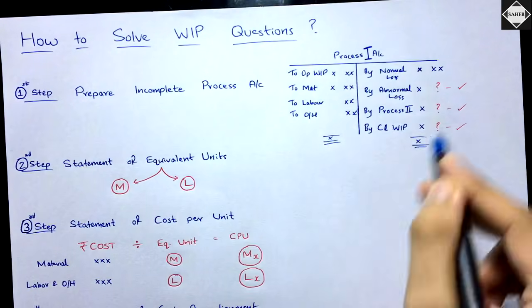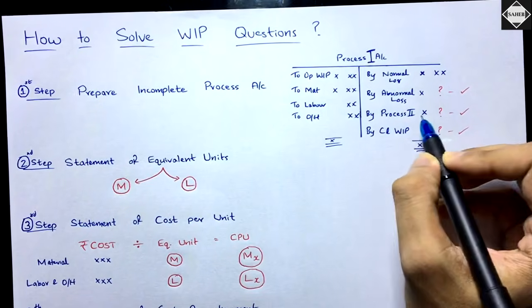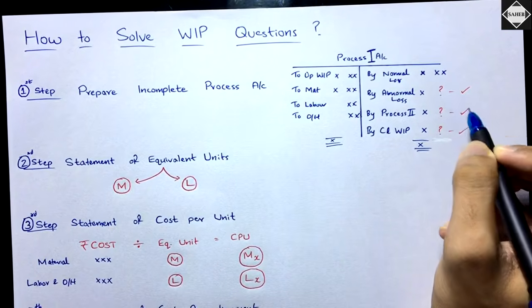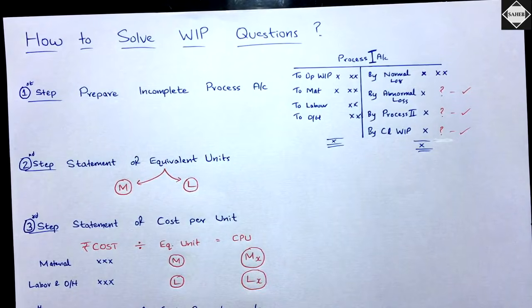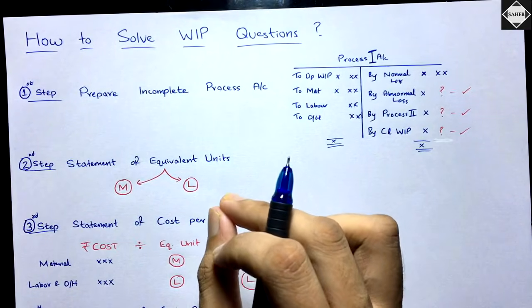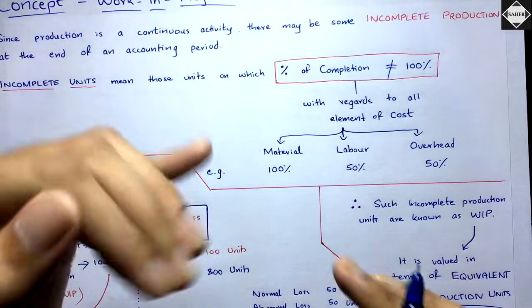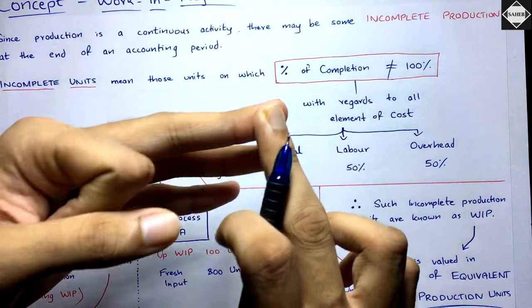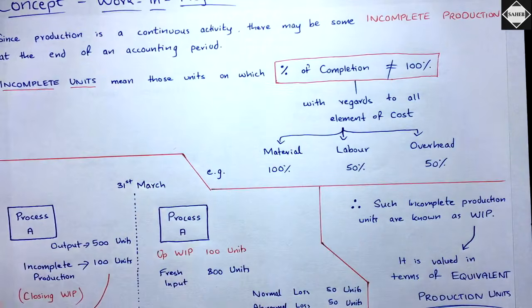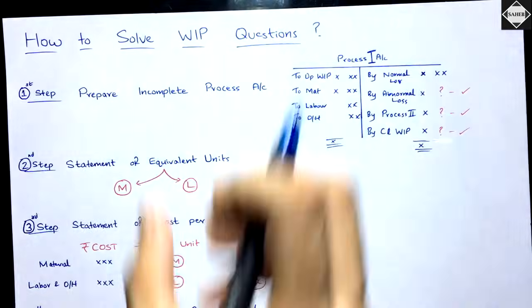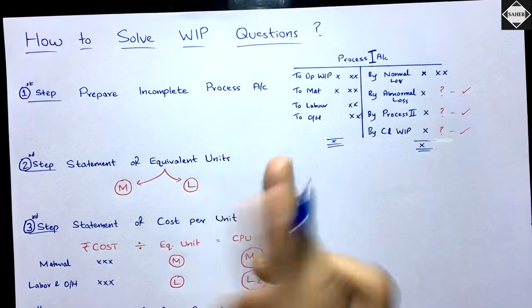First, prepare the incomplete process account. You will do everything in the process account except abnormal loss, the output, and the closing WIP. The amounts you will leave empty. Fine. Then what you're going to do is the statement of equivalent units. You will calculate the equivalent units with regard to material, labor, and overhead, of each and every item. Abnormal loss you will consider, closing WIP, opening WIP. Normal loss you will take as nil. We'll see that. Abnormal loss, everything. Fine. So you will do that, and you will find the total of M and the total of L. L means labor and overhead combined.